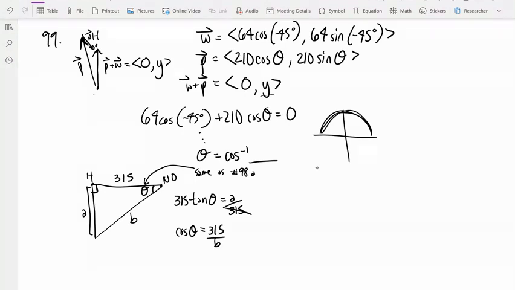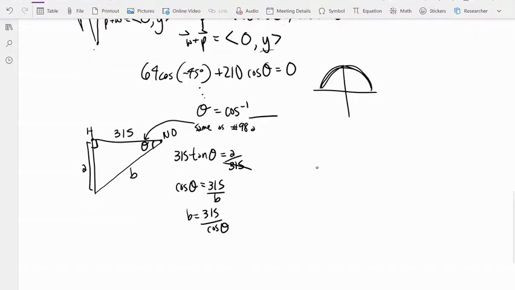So we'll end up with b is equal to 315 over cosine theta. Again, this is the same theta as number 98a. So you can find both of these in your calculator to solve for a and b. Actually, you could have also just used Pythagorean theorem once you solve for a. It doesn't matter. Pythagorean theorem, SOHCAHTOA, use some basic trig to find side lengths a and b.